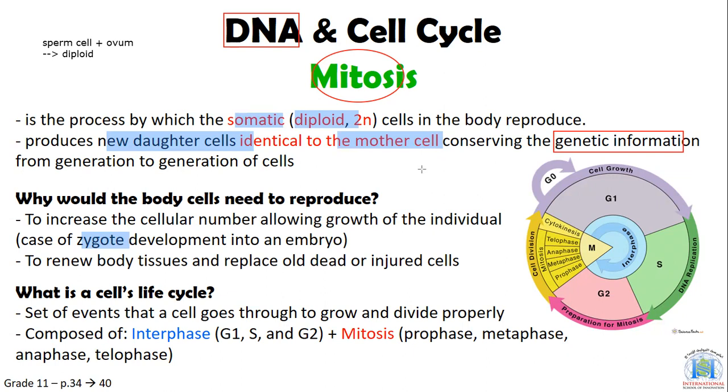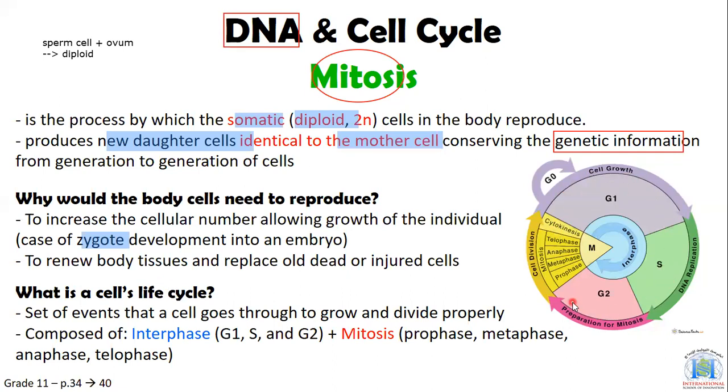Why do we need mitosis? For several cases. The first one, as I told you, the zygote is the first cell of an embryo. So in order to develop, to make an organism out of this one cell, this zygote undergoes mitosis. Another example is to renew or replace injured or dead old cells. Remember that mitosis, this yellow part right here, is just a part of a cell's life cycle. So what is the other part?